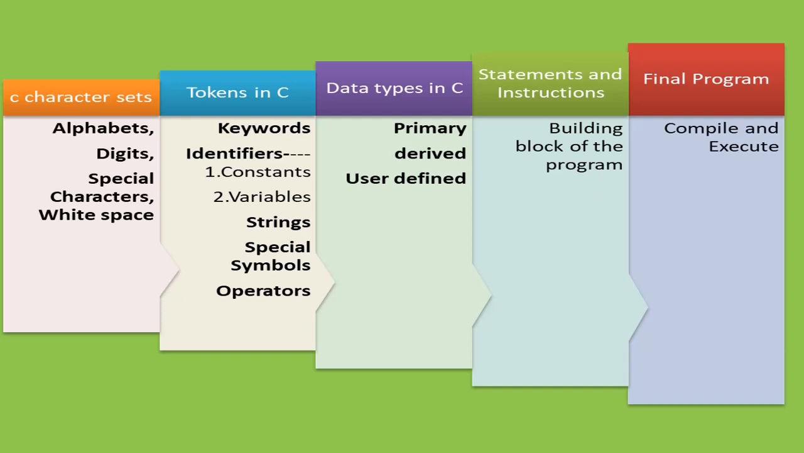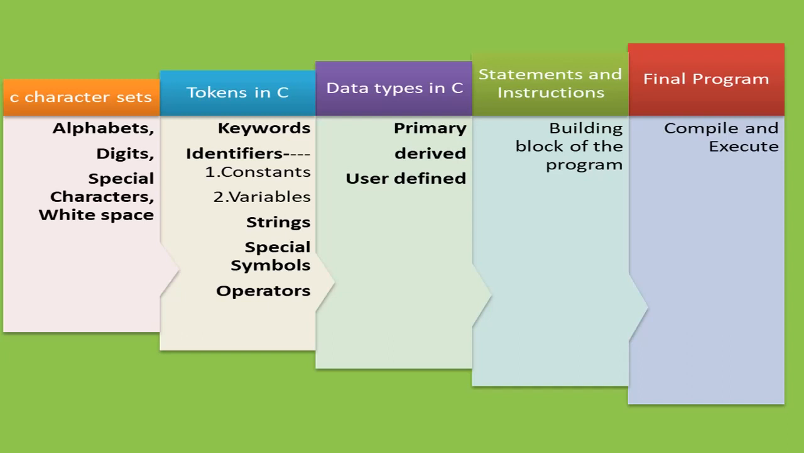C character set consists of alphabet, example capital A to capital Z and small a to small z. Digit, which covers 0 to 9. Special character, example comma, semicolon, question mark, ampersand, asterisk, etc. White spaces, example \n, \t, etc. Tokens in C consist of keywords, identifiers, strings, special symbols, special character, operators.